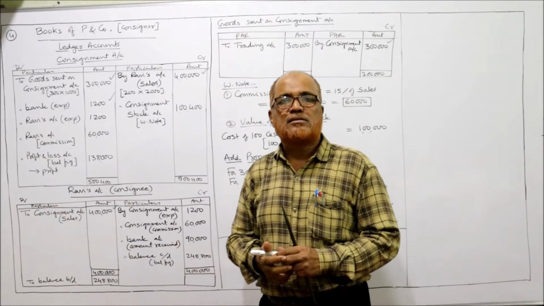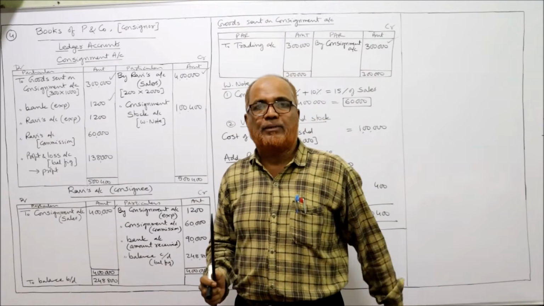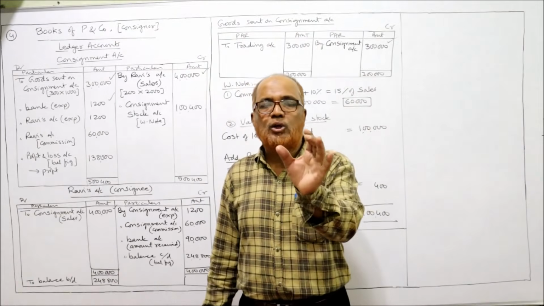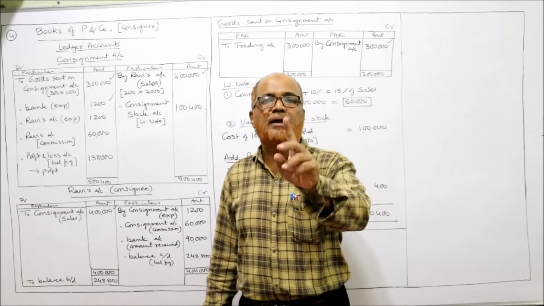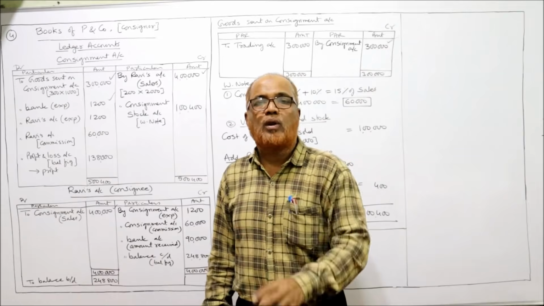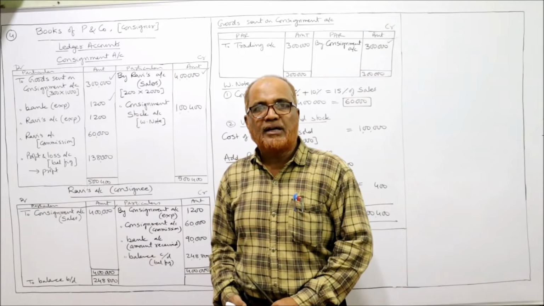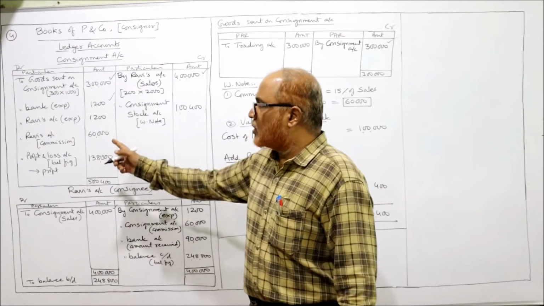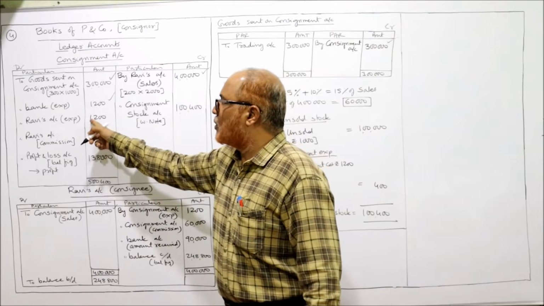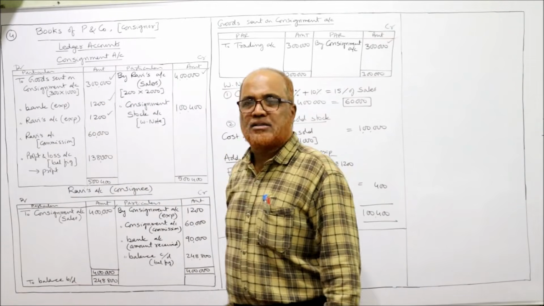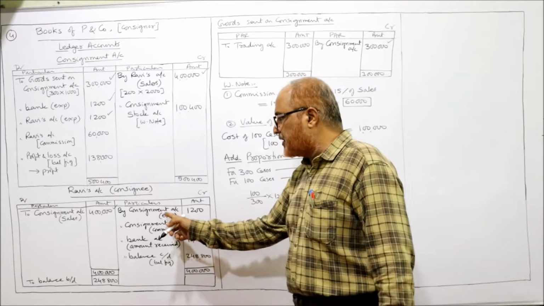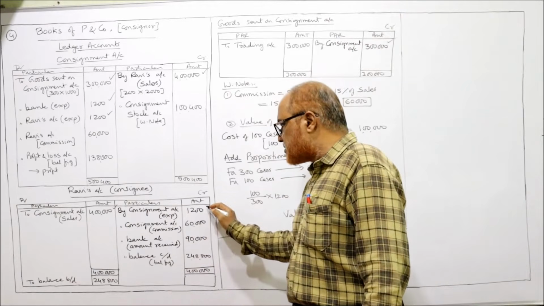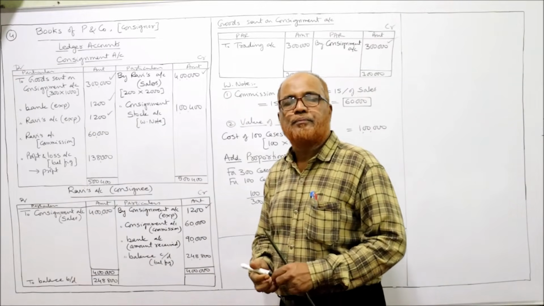Now expenses. Expenses paid by Ravi. Ravi has incurred 1200 rupees expenses. The entry will be consignment account debit to Ravi account. So consignment account is debited to Ravi account, expenses 1200, and Ravi account is credited by consignment, expenses 1200.